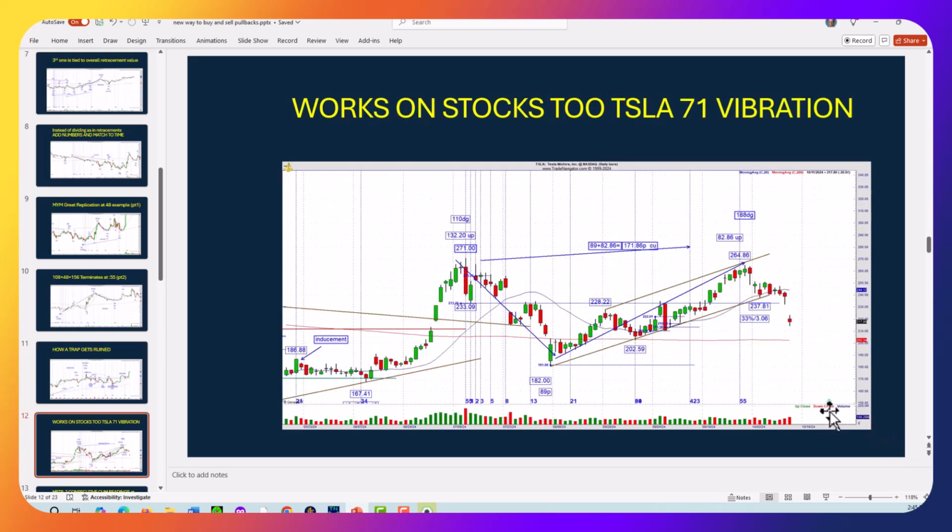Now, this works on stocks as well. This is a daily chart of Tesla. Okay? So basically, what we have here, from this 271 high, 89 points down, 82.86 up, 170 equals 171.86, right? Do the math. Replicates the 71 vibration over here, and then it starts to roll over. Cumulative technology, friends.